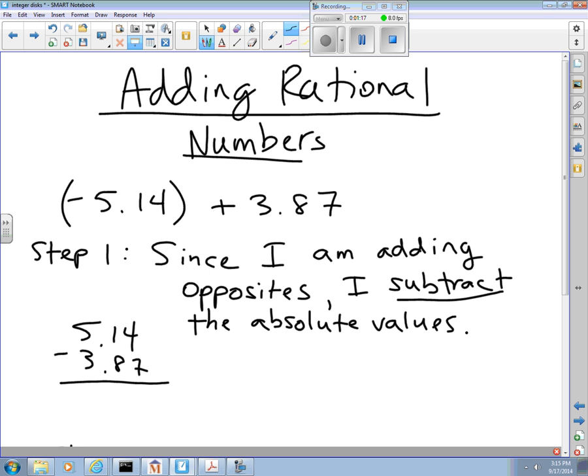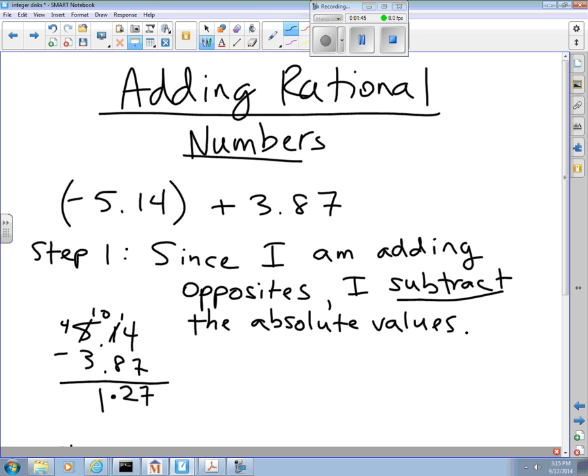And here's where the class is going to have to help me to make sure I don't goof it up. 4 can't take away 7, so I'm going to do a borrow. That's now 14 minus 7 is 7. 0 can't subtract 8, so I'm going to have to do a borrow. 10 minus 8 is a 2. The decimals line up when I'm using this method. And 4 minus 3 is now 1. So my answer is 1.27.